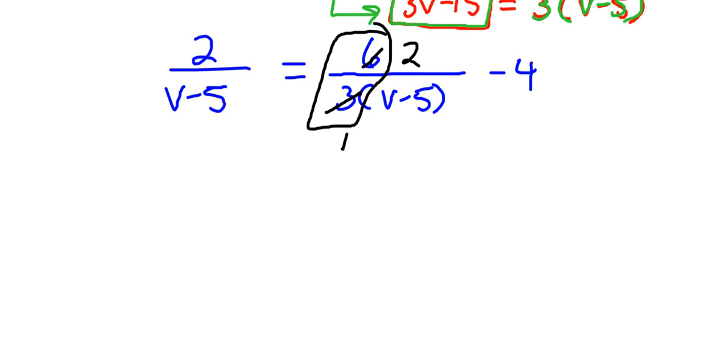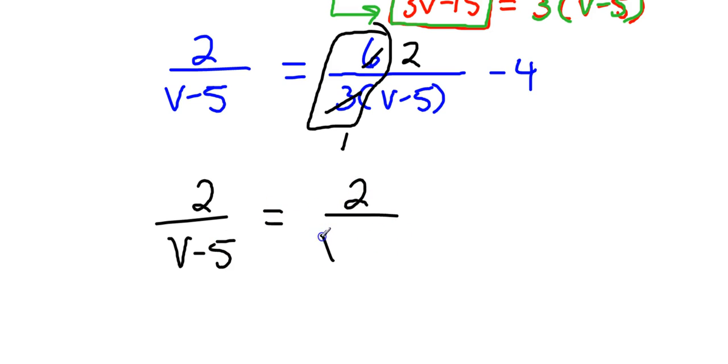So if we even go a little bit farther, we've got 2 over v minus 5 equals 2 over v minus 5, minus 4. So now that extra 3 that we had here, we really don't even need that anymore. Now we can just take everything and multiply times v minus 5.